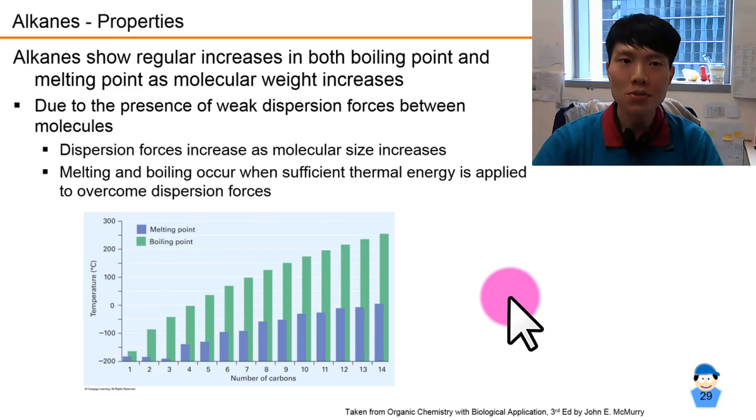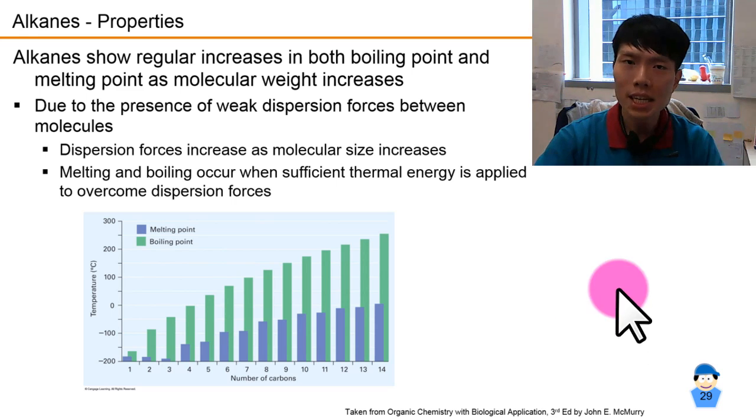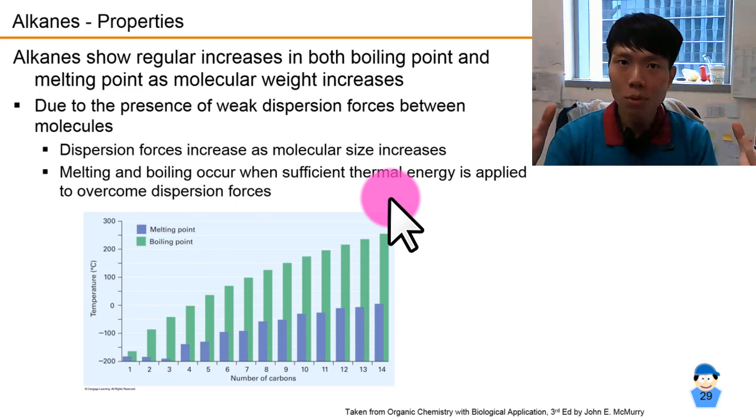Now in the alkane series, it shows a regular increase in both the boiling point and the melting point as the molecular weight increases, and the reason is very simple, because when you have a higher molecular weight, you have more atoms, which means the size of the electron cloud becomes bigger, which means that it becomes more polarizable.